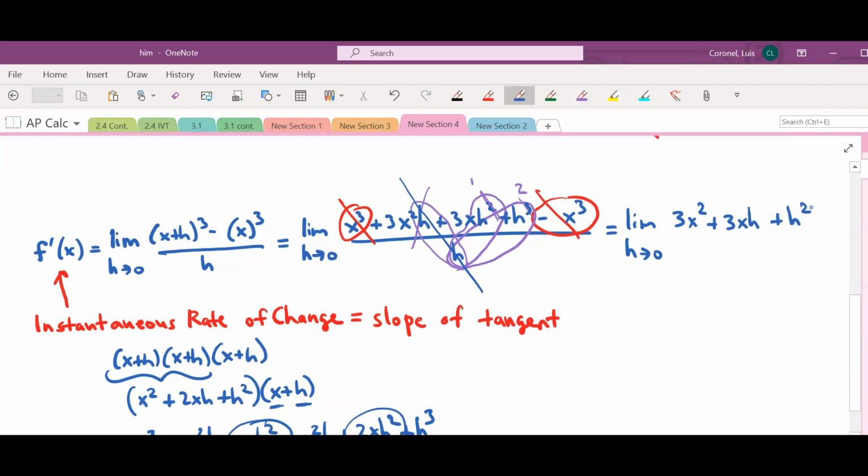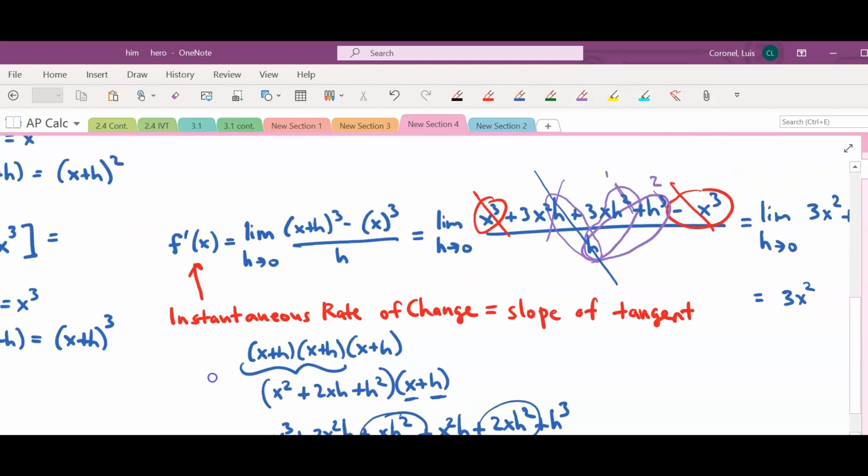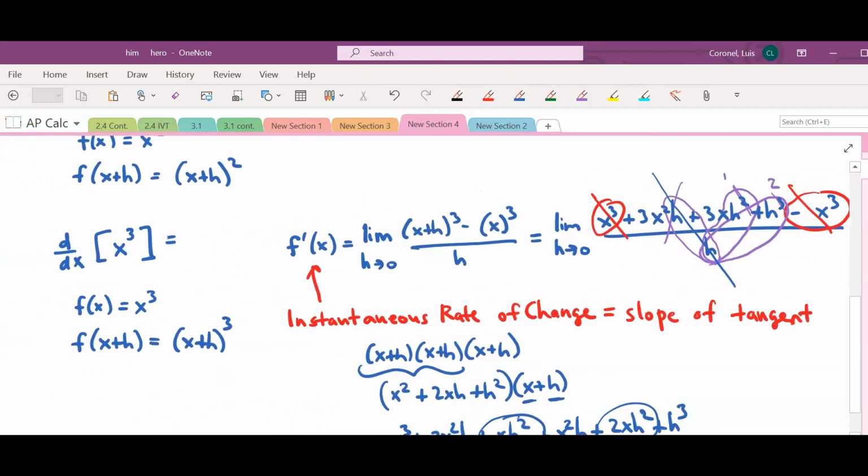At this point, we could do plug and chug. Let h go to 0. So once h goes to 0, this guy becomes 0, this guy becomes 0, and you take your limit, and your answer is 3x squared. That is your limit. That is the derivative of that cubic function. We started with x cubed, and the derivative was 3x squared.